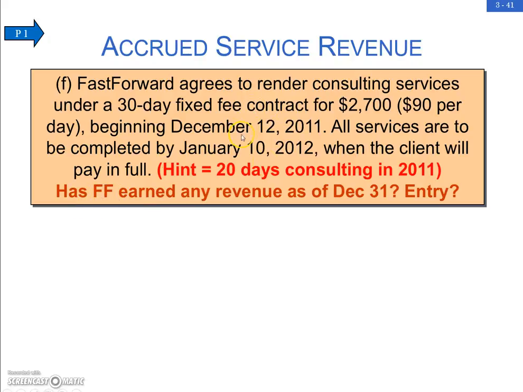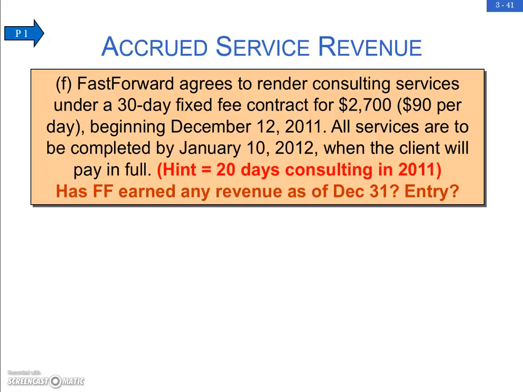So let's start with December 31st, okay? As of December 31st, we haven't collected a dime, but we will have completed 20 consulting days, right? December 12th all the way through December 31st, we would have been consulting our client. But we haven't issued a bill, and he's not going to pay us until January 10th of 2012. So have we earned any revenue as of December 31st? The answer is, of course, yes.